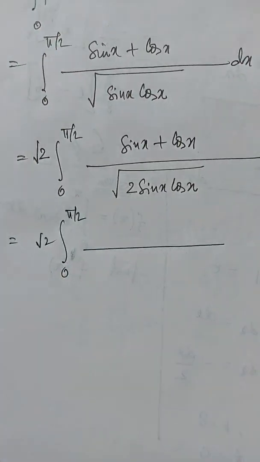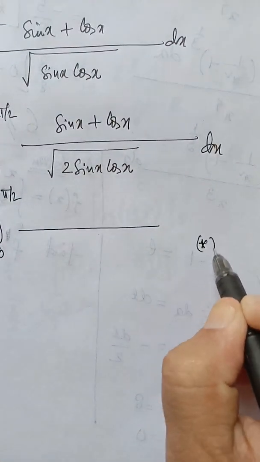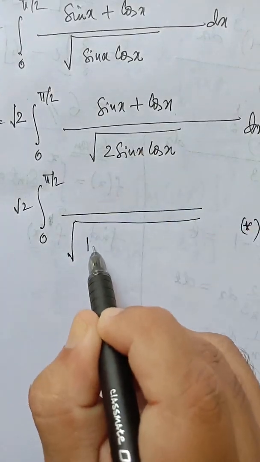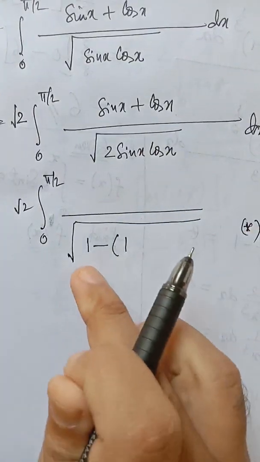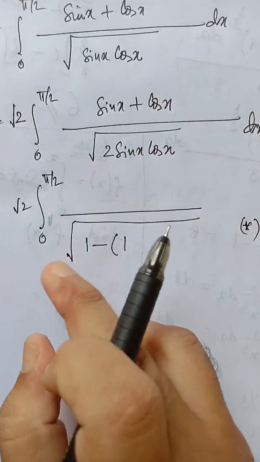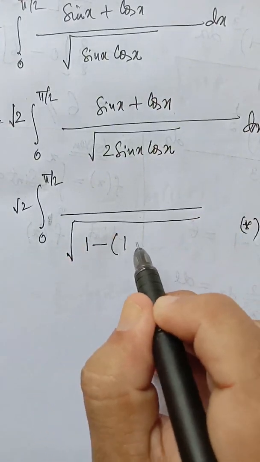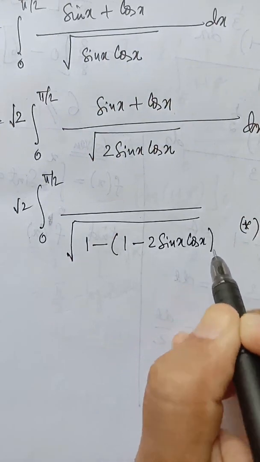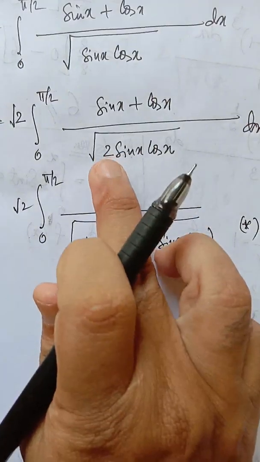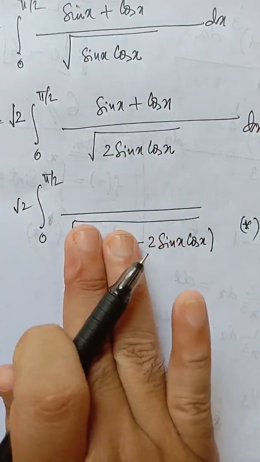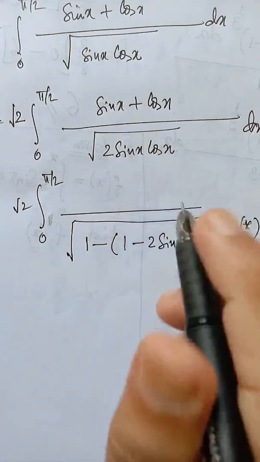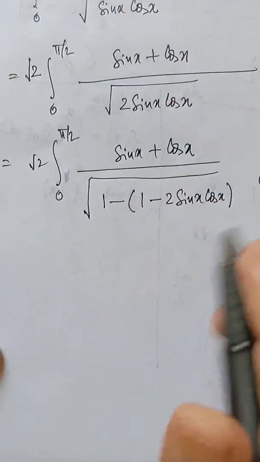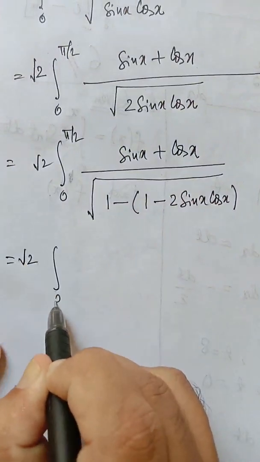Now, you remember these steps. Very, very important. Okay. What I will do? 2 sin x cos x, I will write in this way, 1 minus 1. 1 minus 1 means they will get cancelled. So 1 minus 1 minus 2 sin x cos x. Now you can see the denominator is same, root over 2 sin x cos x, because 1 will get cancelled, minus minus plus 2 sin x cos x, and the numerator is sin x plus cos x. Root over 2, 0 to pi by 2.